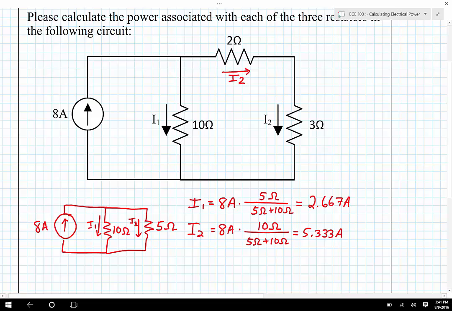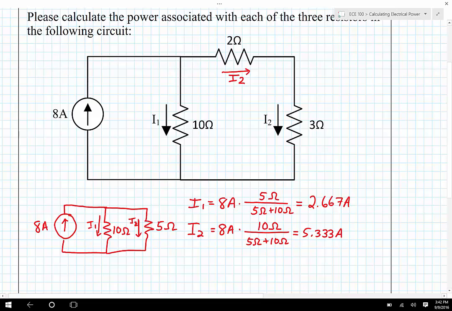Two things to check. Do those two numbers add up to 8? And yes, they do. And does the larger resistor get less current? And yes, it does. So while we aren't certain that that's a correct answer, we're pretty confident that it is. So we now know the currents, I1 and I2.